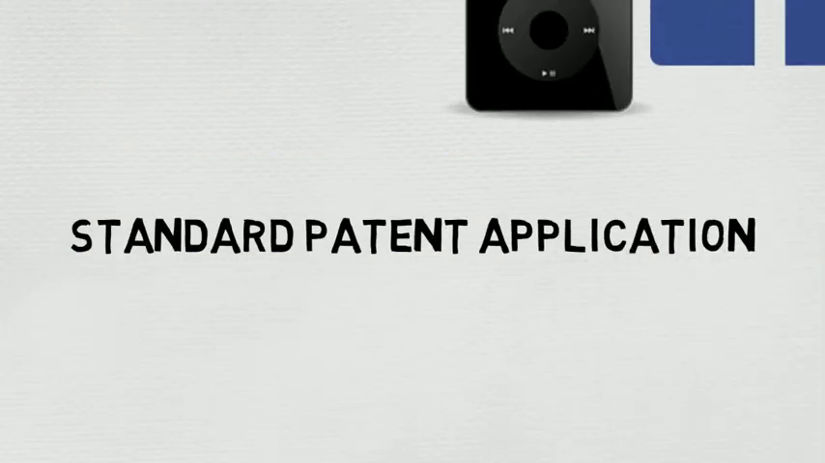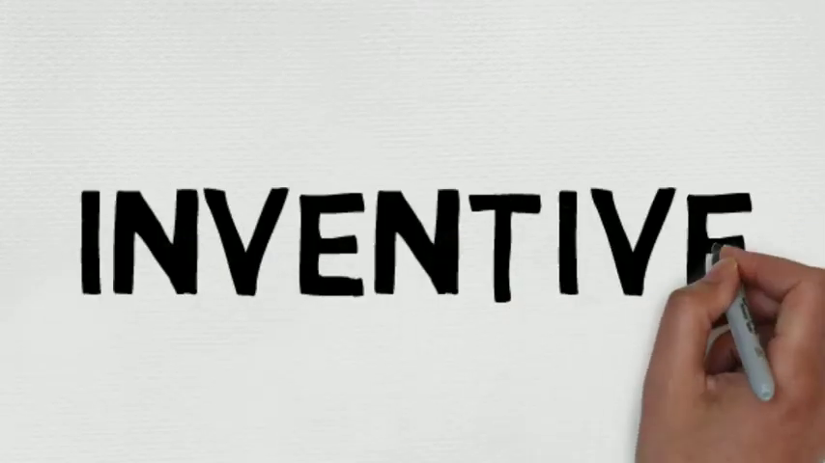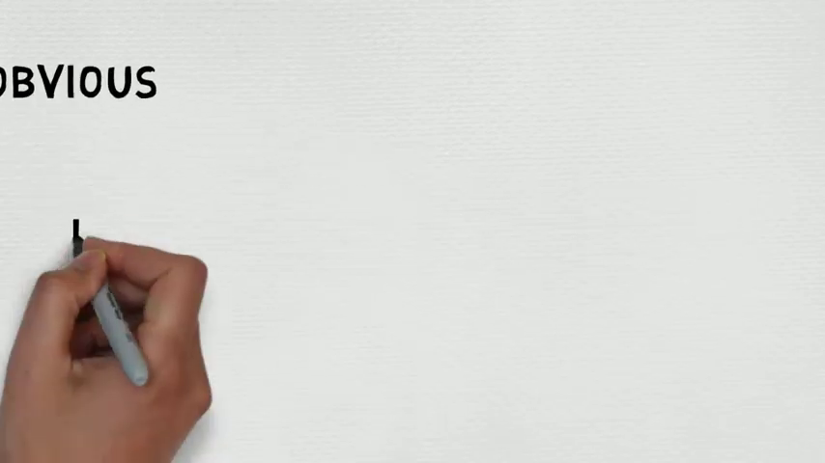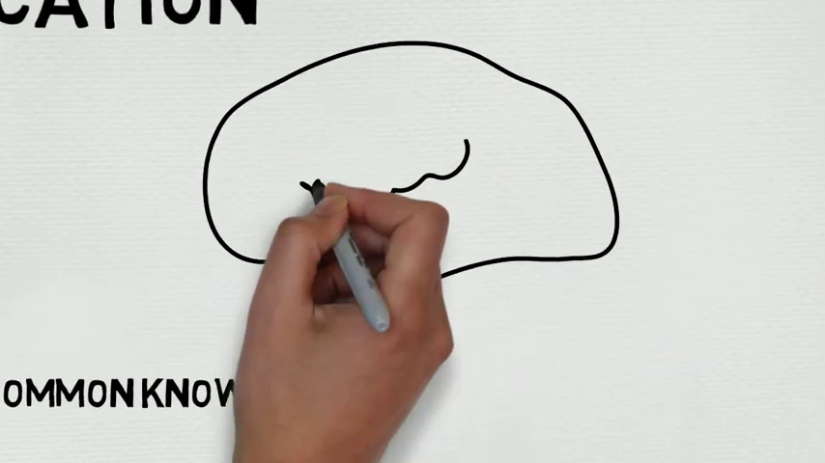Standard application tests relate to inventions. To obtain a standard patent, an invention needs to be inventive or not obvious to another person with similar skills in the same technology as it existed in Australia before the priority date of the claim.